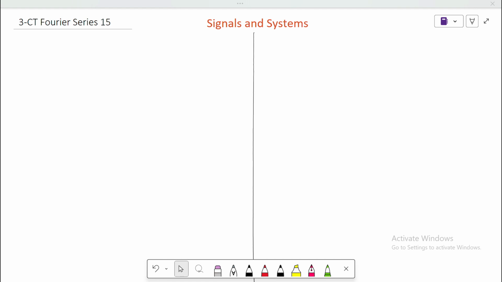Already we have derived the formula for this periodic signal, but here I want to show another method. It's very useful for competitive examinations. So this is the periodic signal, a rectangular pulse train. You know that the formula was already derived in the previous classes.